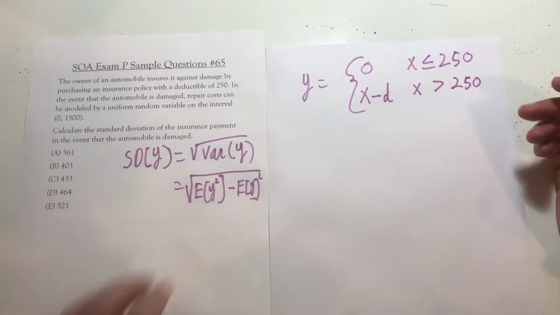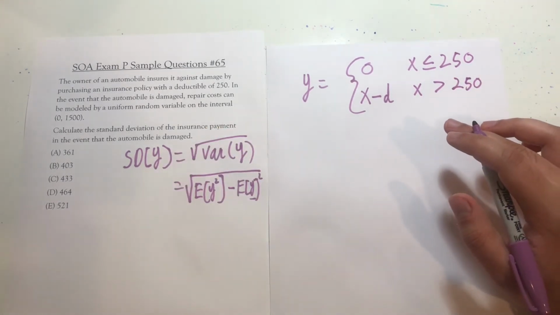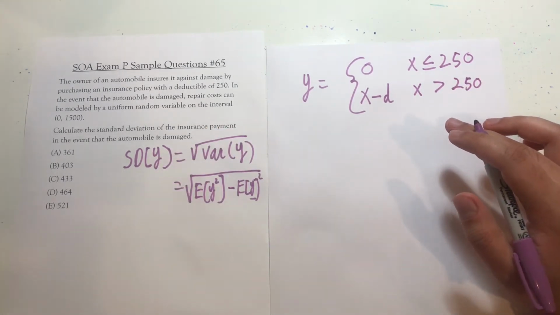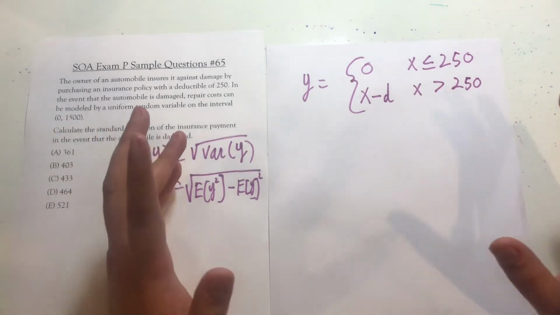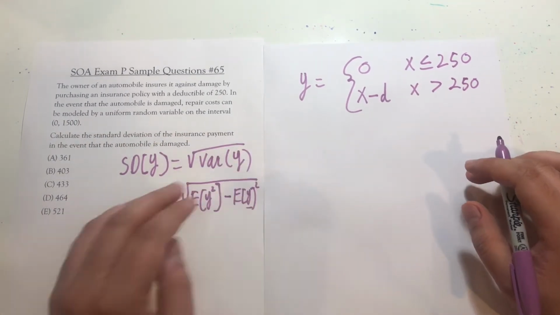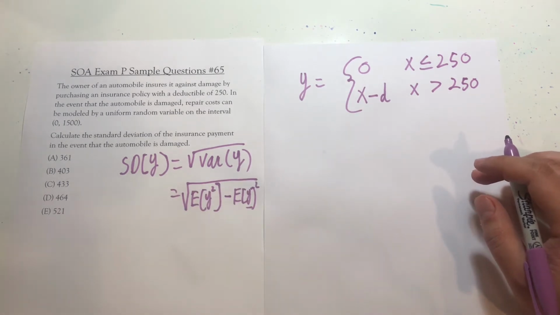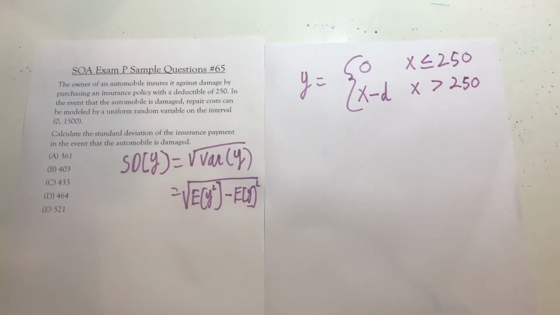All right? Now, what's important to note is y is a function of a uniform random variable. Y is itself not a uniform random variable. I mentioned that because there is a very easy way to compute variance of a uniform random variable. It is a very straightforward formula that you could memorize. That is not applicable here.